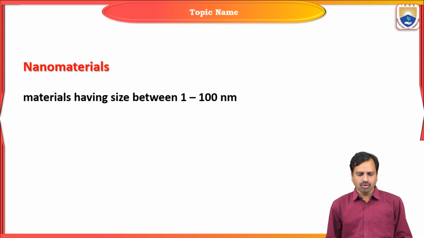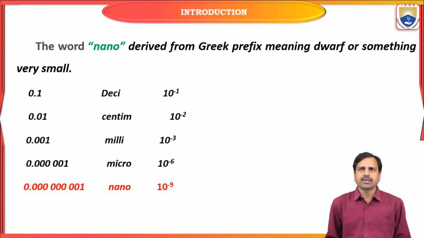And what do we call nanomaterials? We saw the definition in the last class also. Finally we conclude the definition: nanomaterials means the materials which have a size of 1 to 100 nanometers, or the materials having a size less than 100 nanometers. We have also seen that many properties change in nanomaterials. The word nano is derived from a Greek prefix meaning dwarf, or something very small.